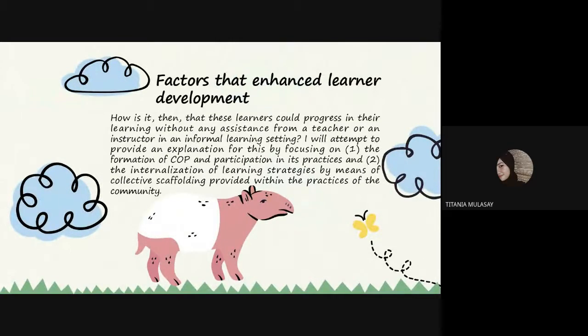Factors that enhance learner development. How is it, then, that these learners could progress in their learning without any assistance from a teacher or an instructor in an informal learning setting? I will attempt to provide an explanation for this by focusing on, first, the formation of a community of practice (COP) and participation in its practices, and second, the internalization of learning strategies by means of collective scaffolding provided within the practices of the community.